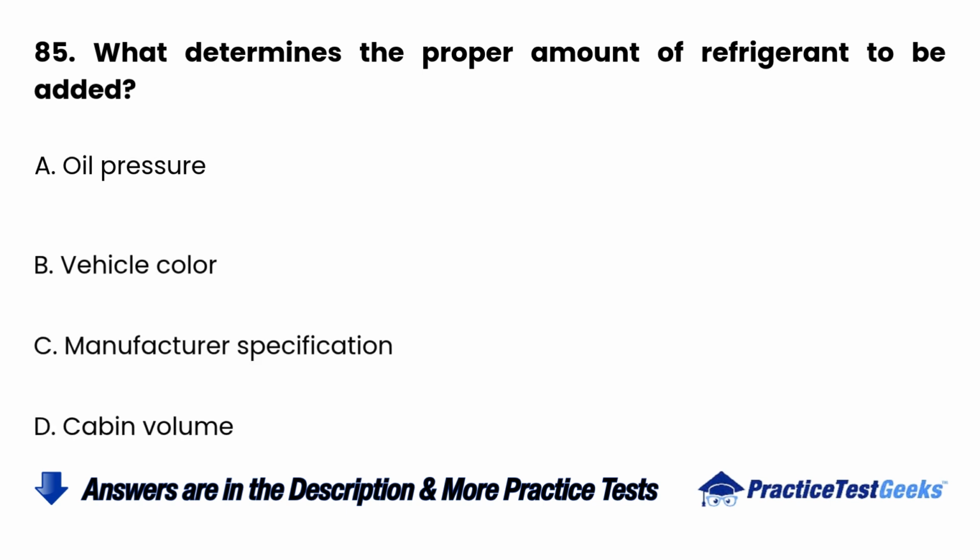85. What determines the proper amount of refrigerant to be added? A. Oil pressure. B. Vehicle color. C. Manufacturer specification. D. Cabin volume.